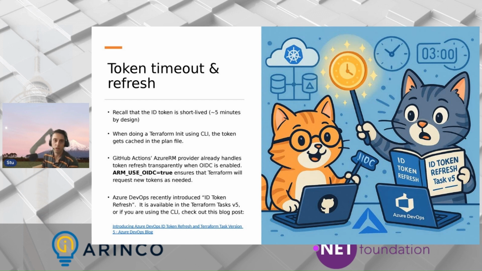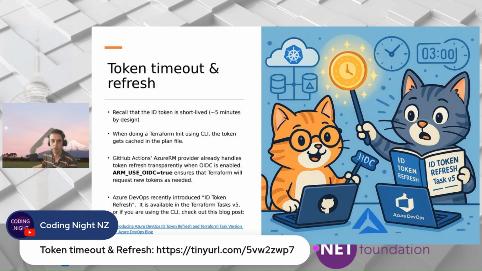The built-in tasks, so the Terraform tasks, also manage this process for you. So in GitHub, the key thing to do is to make sure that you're using the ARM_USE_OIDC setting, and that ensures that the actions will refresh the token when required. It used to be a bit of an obstacle in DevOps. I know the session isn't about DevOps, but just recently, in the last week, I think it was announced that this ID token refresh is now available in the Terraform tasks v5 components in AZ DevOps, and there's a link at the bottom which talks about how you make that work. So thank you, Marcel.